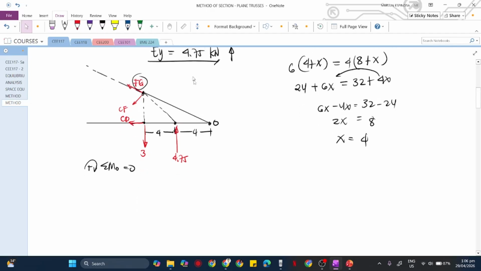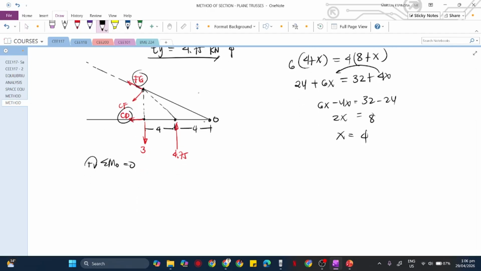What will happen is that this CD touches point O, meaning it will have no moment. FG also touches point O, so it will have no moment also. So what only has moment? The CF, the 3, and the 4.75. Correct? So we can get the CF from there.